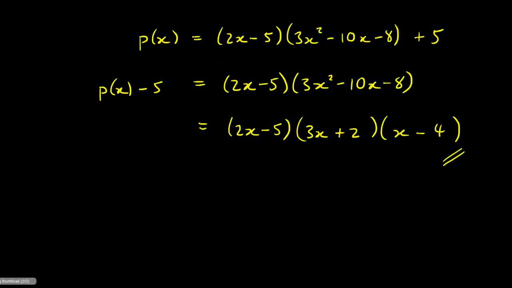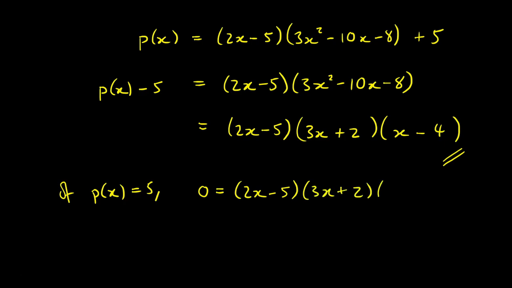Hence, we want to write down the solutions of the equation p of x is equal to 5. Well, let's think about that. If p of x is equal to 5, then what's going to happen? Over here, we're going to get 5 minus 5, aren't we? Which is 0. So we're going to end up with 0 is equal to 2x minus 5 times 3x plus 2 times x minus 4.